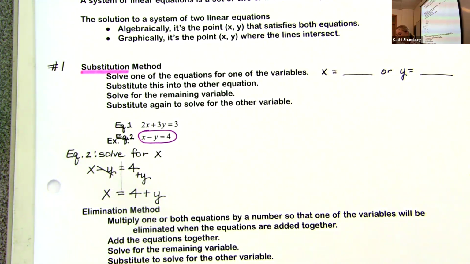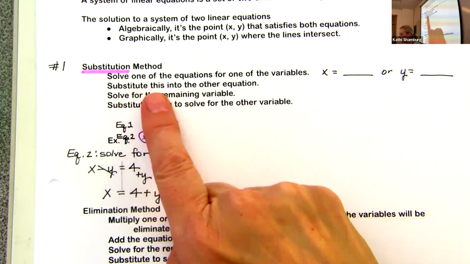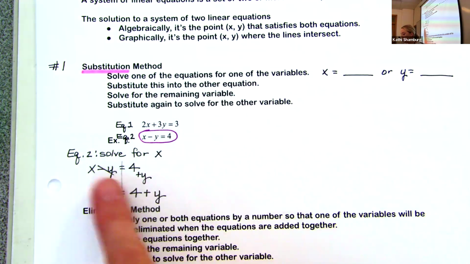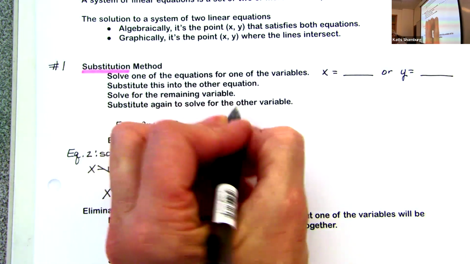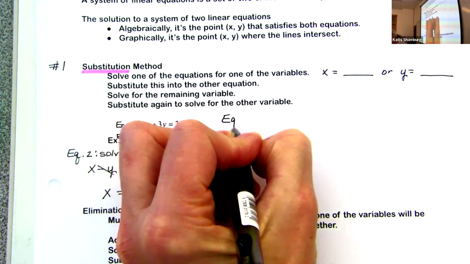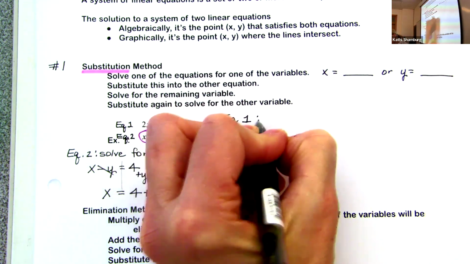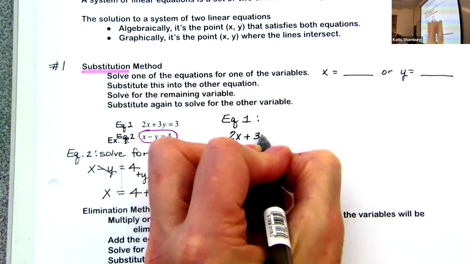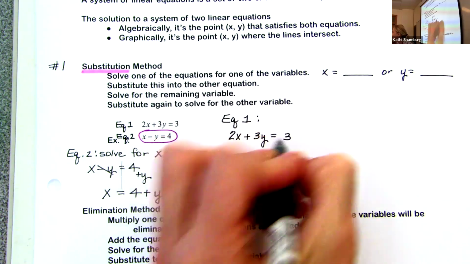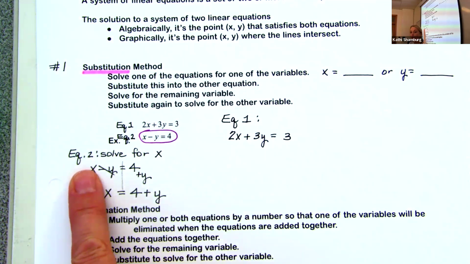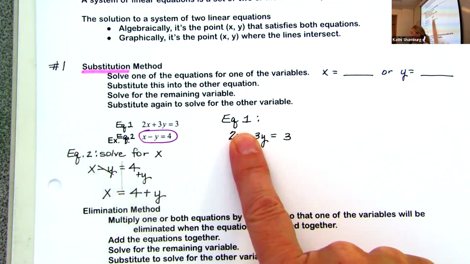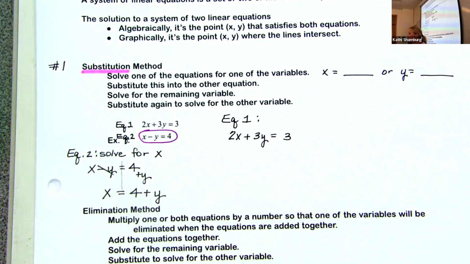All right, so that's the first step. Then it says, substitute this into the other equation. So since we chose equation 2, I now have to go to equation 1, which is 2x plus 3y equals 3. Had I chosen equation 1 here, then this one would be equation 2. So always go to the other equation.